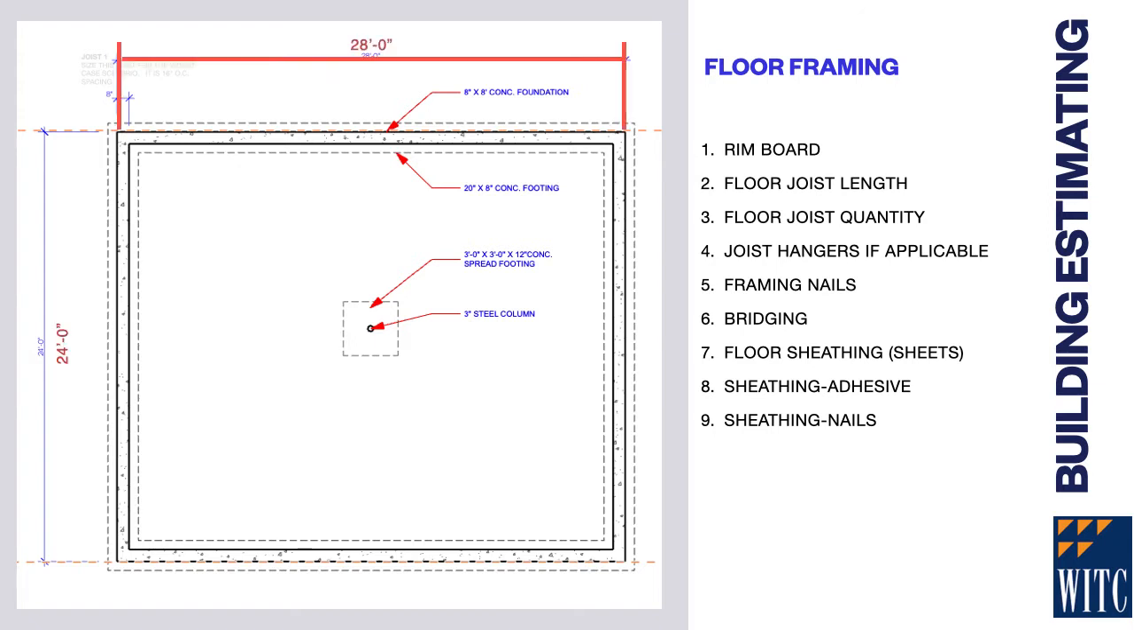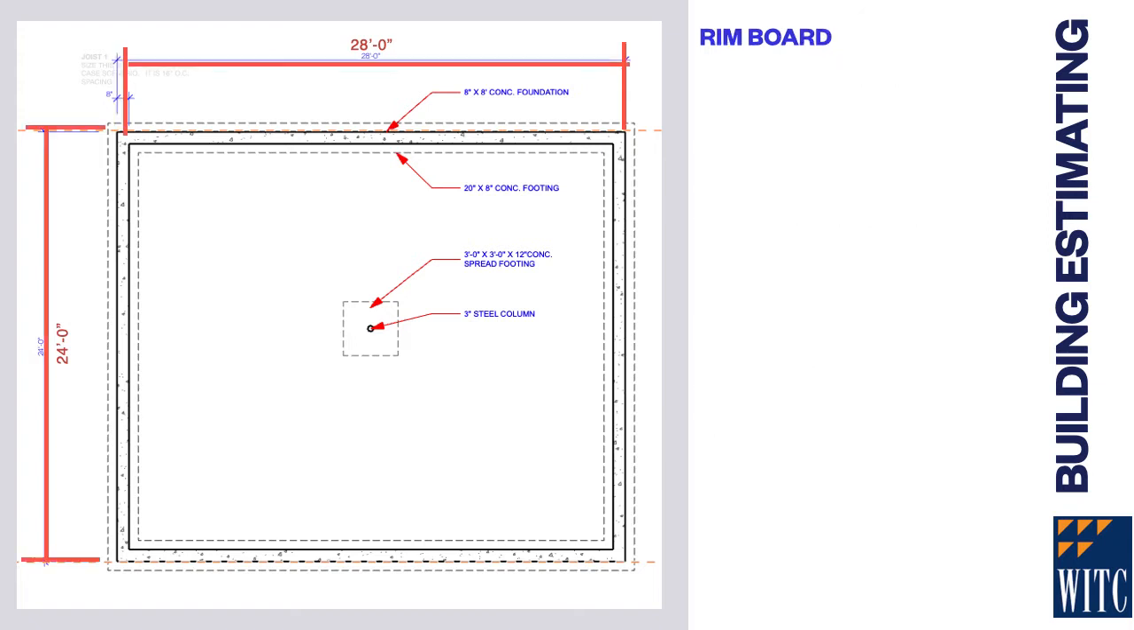In this example, this 28 by 24 foot little basement, we're going to figure out the flooring for that. Our first step is to figure out our rim board, which is just the perimeter around the building, and we figure that out in lineal footage. In this example, it's a 28 foot by 24 foot rectangle. So add up those four sides, and that comes to 104 feet. So our rim board is going to be 104 feet.